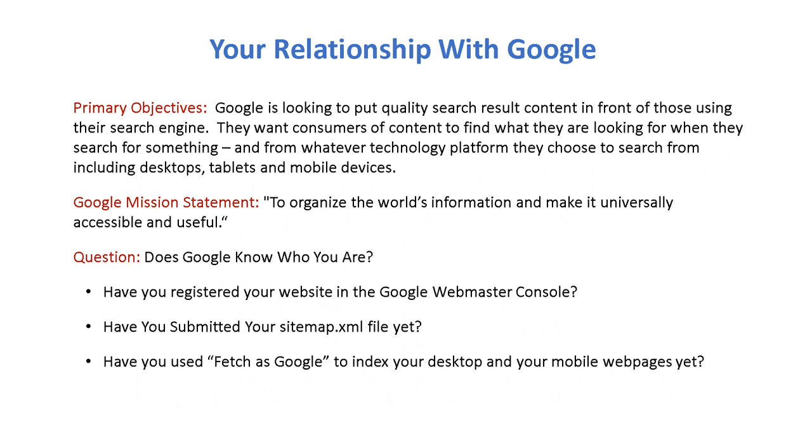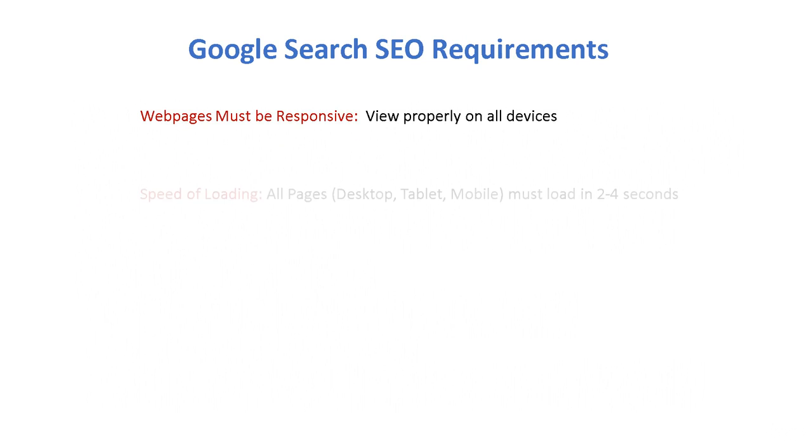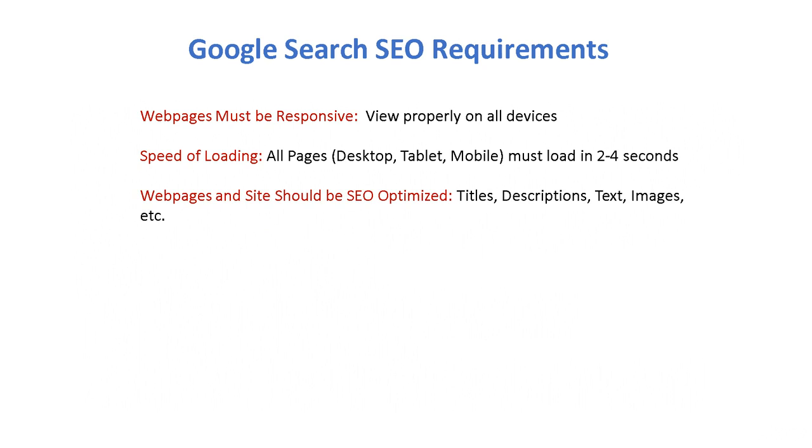As of January 2017, your website must also be responsive and must load onto viewing platforms within the 2 to 4 seconds allowed by Google. This means web pages must render properly on mobile devices as well as desktops, and that they must load quickly, which often means pages need to be optimized for performance as well as content. Again, these are SEO tasks that you will need to complete.